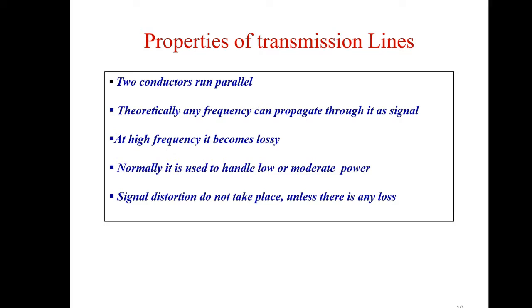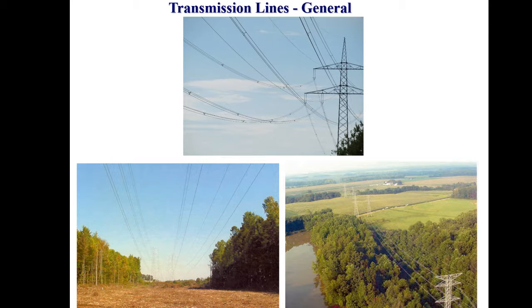Next, we will focus on the properties of transmission lines. Transmission lines have two conductors that run parallel. Theoretically, any frequency can propagate through the transmission line as a signal. At high frequency, it becomes more lossy. Normally, it is used to handle low or moderate power. Signal distortion normally does not take place unless there is any loss. This slide shows the transmission line in general.